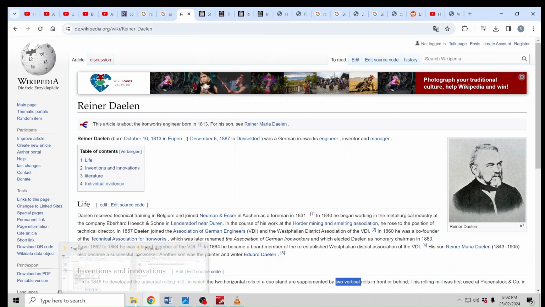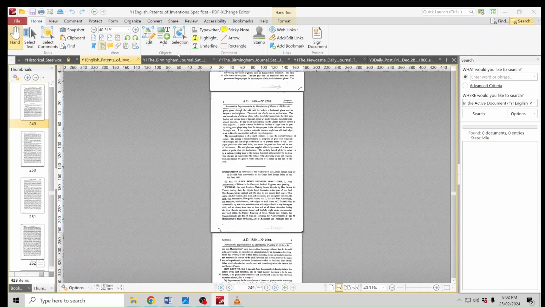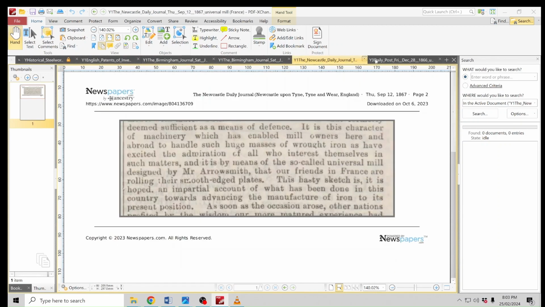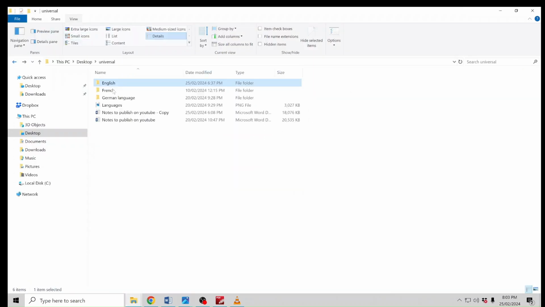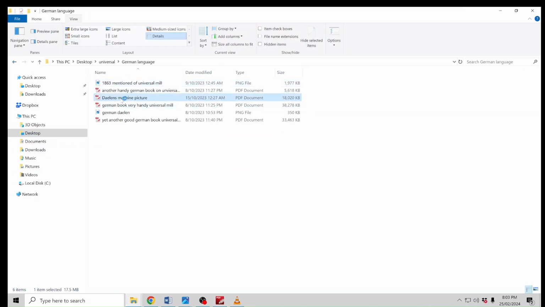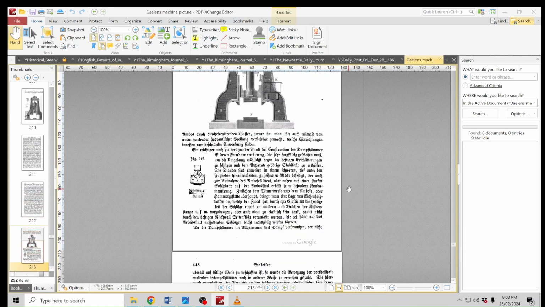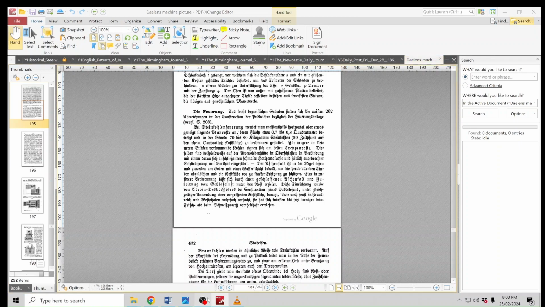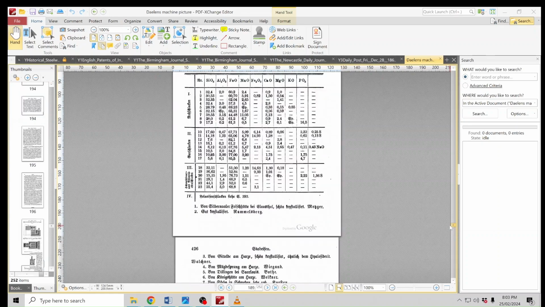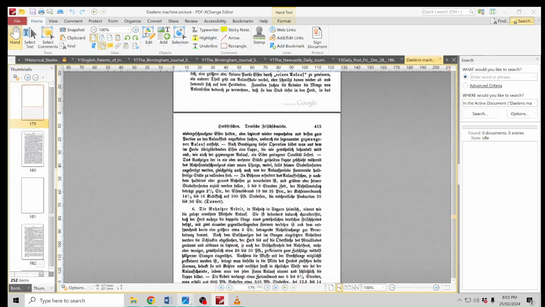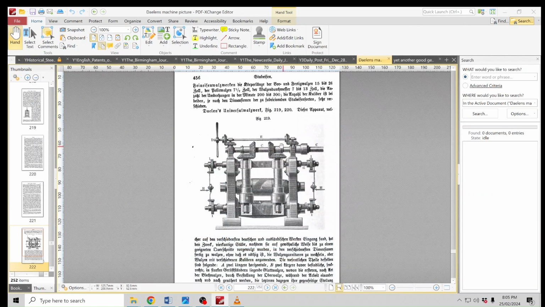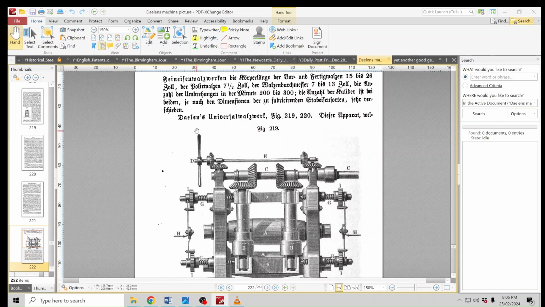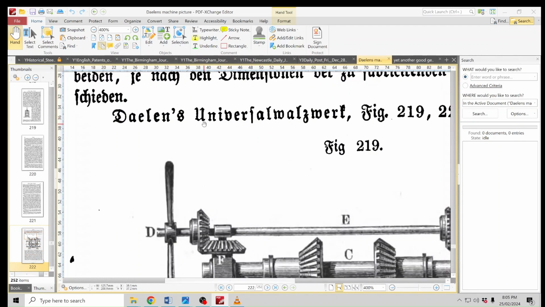So I've got some pictures here of his actual design, and see if I can find it. Got it here. Stuff I had to translate from German, Dalen's machine. So let's find his machine here. I'll just pause the video until I find it. All right, so I found it. Here it is here. And of course, Dalen's invention, he called it Universal Volkswerk.